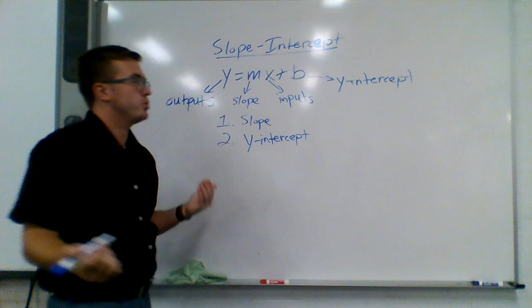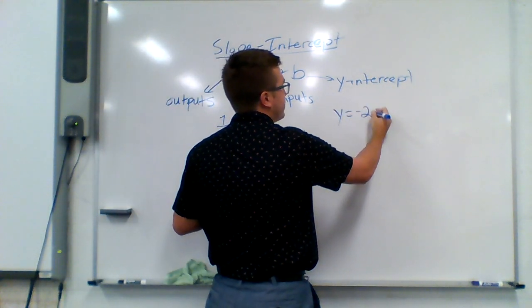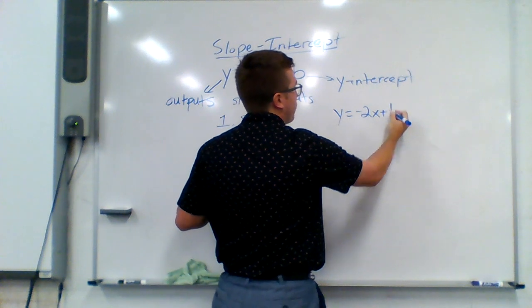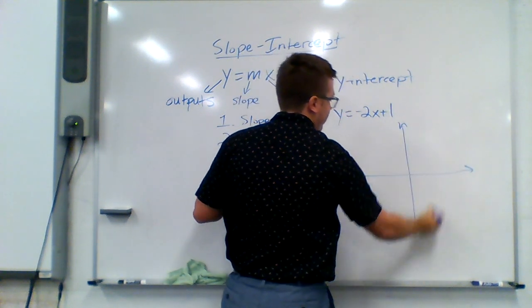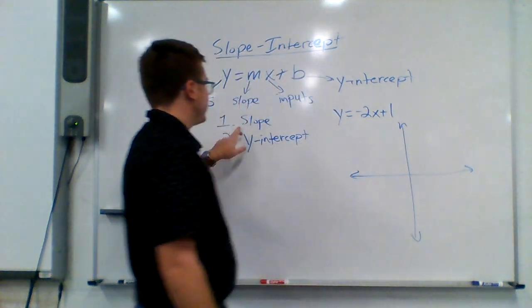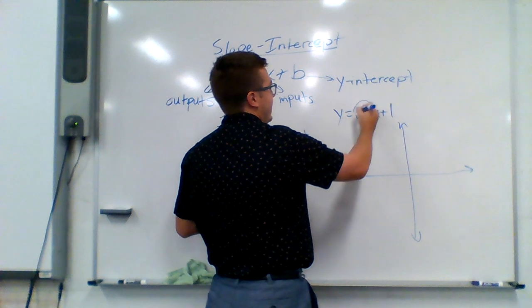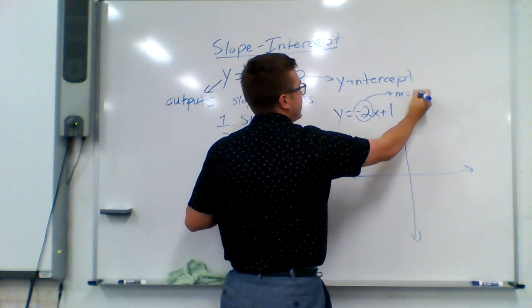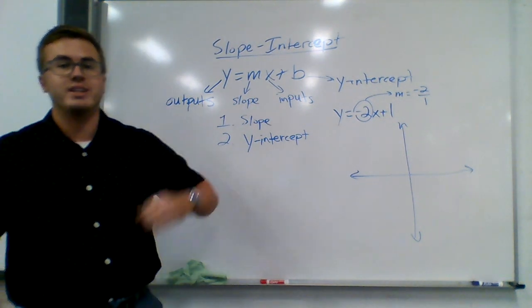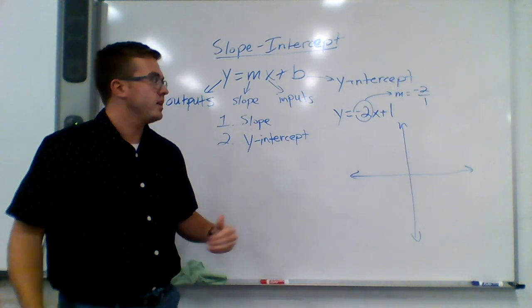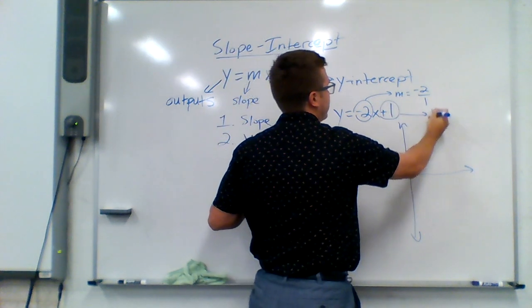So if I go to graph this, if I want to graph the function y equals negative 2x plus 1, then on my graph, it's going to tell me two major things. It's going to tell me my slope, and in this case, my slope is this negative 2. So m equals negative 2 over 1, because remember, if it's a whole number, it's always over 1. And it tells us that my b is this plus 1.